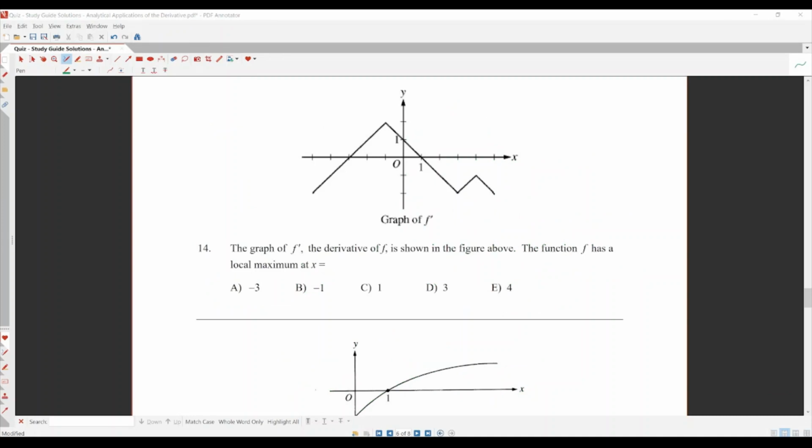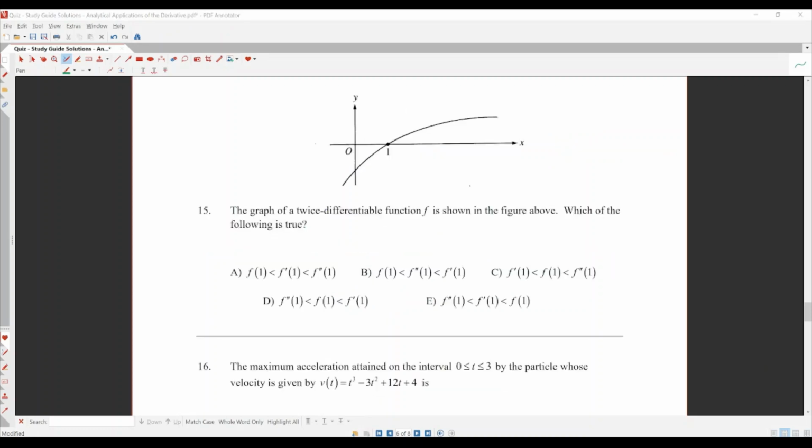All right. Number 14, the graph of f prime. So again, f prime is what we're given. The derivative of f is shown above. The function f has a relative max at x equals. So remember, we get a relative max whenever f prime is 0 and changes from positive to negative. So if we're looking at this, f prime is 0 here and here, but it only changes from positive to negative at x equals 1.